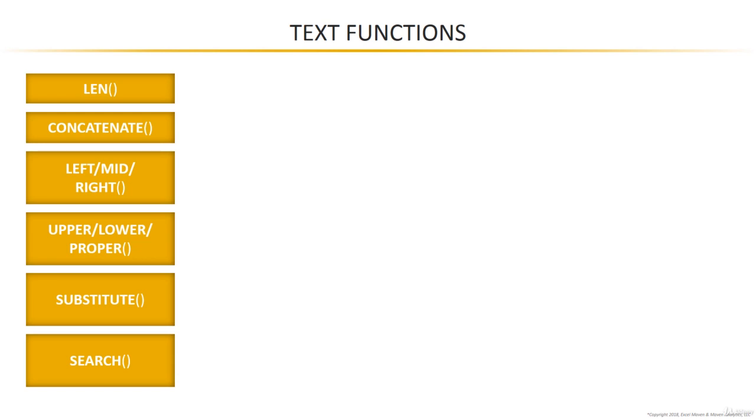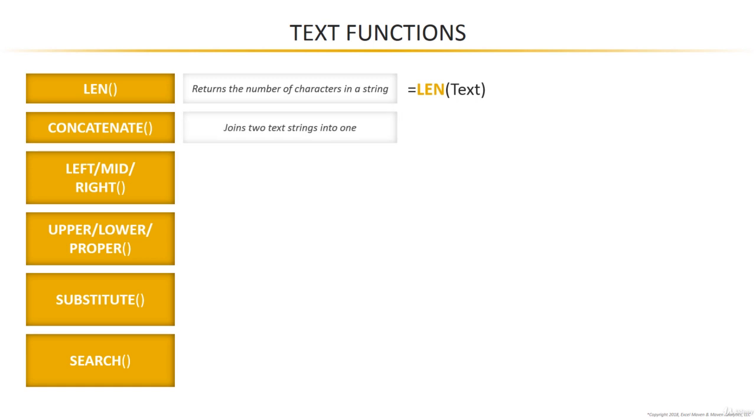So let's quickly breeze through these, starting with length, which returns the number of characters in a string. Simply point it to a column containing text and you're done. Concatenate joins two text strings into one. Note two and only two. This behaves very much like the and or statements that can only take in two logicals.